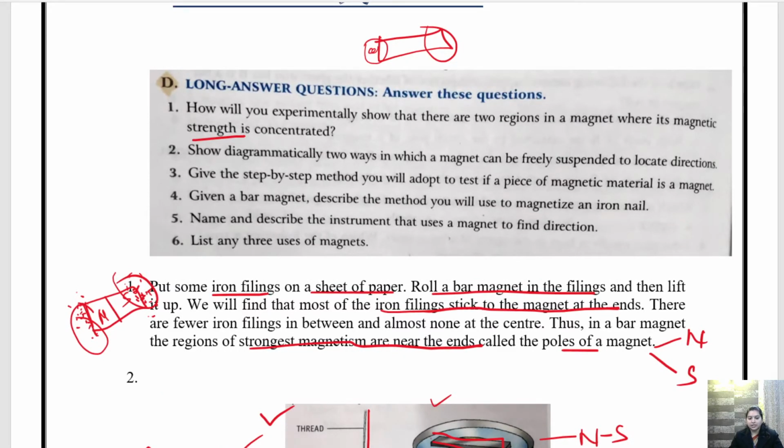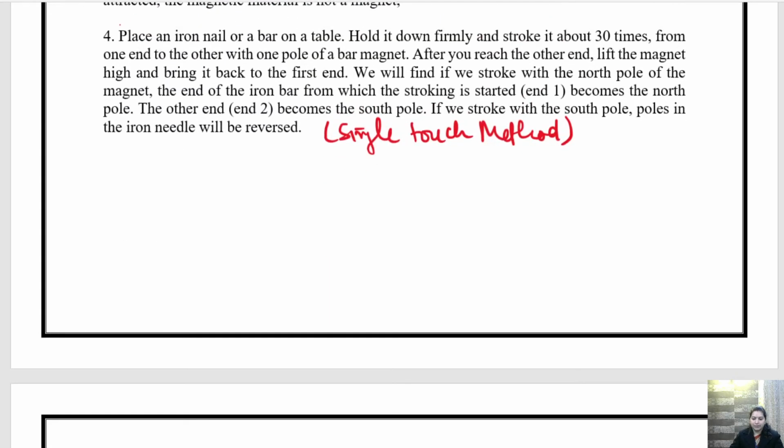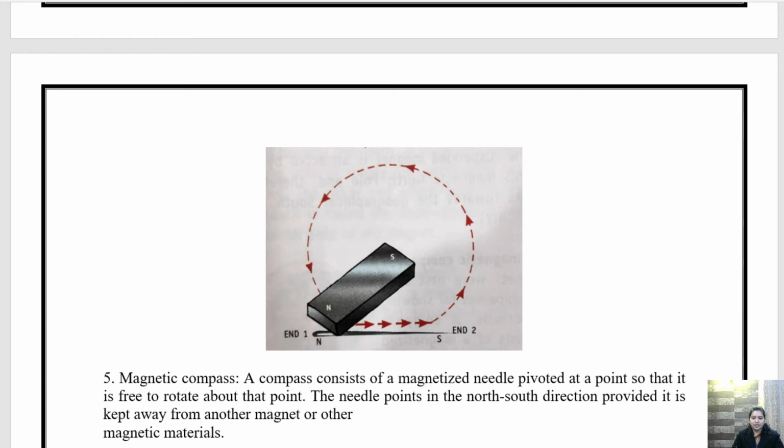Given a bar magnet, describe the method you will use to magnetize an iron nail. So children, we know that the procedure to magnetize is known as the single touch method, isn't it? And what happens in the single touch method? We take an iron nail and we take a bar magnet like this. From one end, we'll tap and move. Tap and move. Only with the one end. Okay? And we'll repeat it for 30 times.